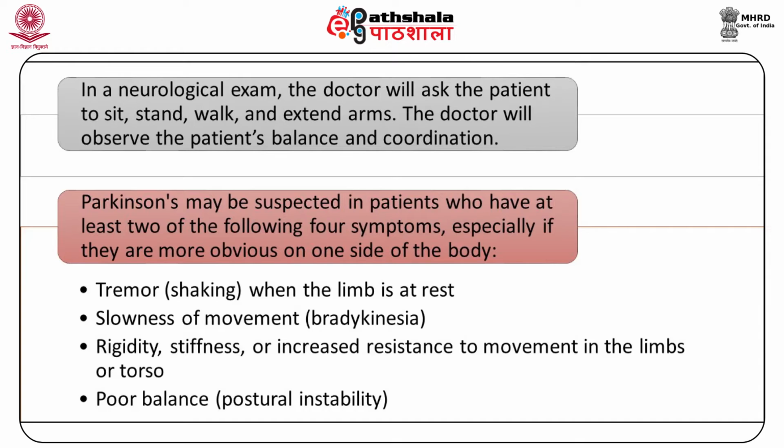The doctor will observe the patient's balance and coordination. Parkinson's may be suspected in patients who have at least two of the following four symptoms, especially if they are more obvious on one side of the body: tremor, when the limb is at rest; slowness of movement, bradykinesia; rigidity, stiffness or increased resistance to movement in the limbs or torso; poor balance, which is postural instability.